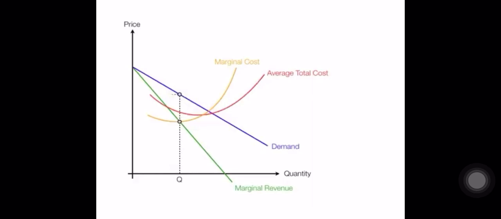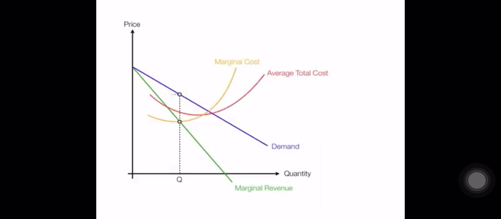The first point where the yellow curve MC and the marginal revenue curve, the green one, meet is your profit maximization point. Okay? So where MC equals MR meet is your profit maximization rule. And at that point, it gives you your profit maximization quantity, the quantity where you get the most profit.